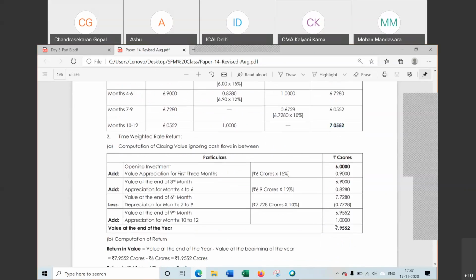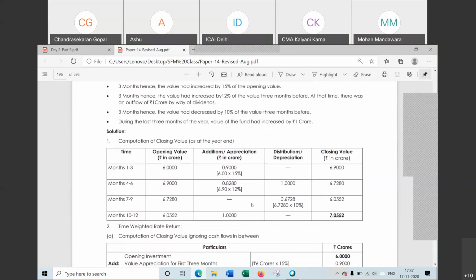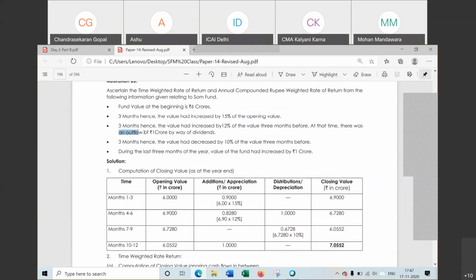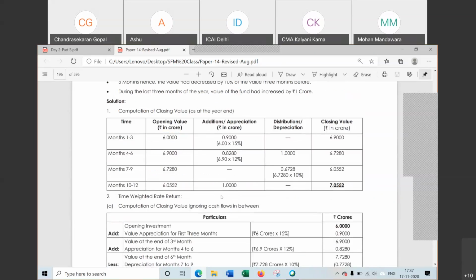So the difference between the two will come. That difference came because there is dividend distribution and the dividend has not been reinvested, it is your outflow. If it was written here that there was a dividend of 1 crore and it has been reinvested, then that would have increased. But this is outflow of 1 crore. Investor has withdrawn this one, so there is outflow. So we will subtract this 1.